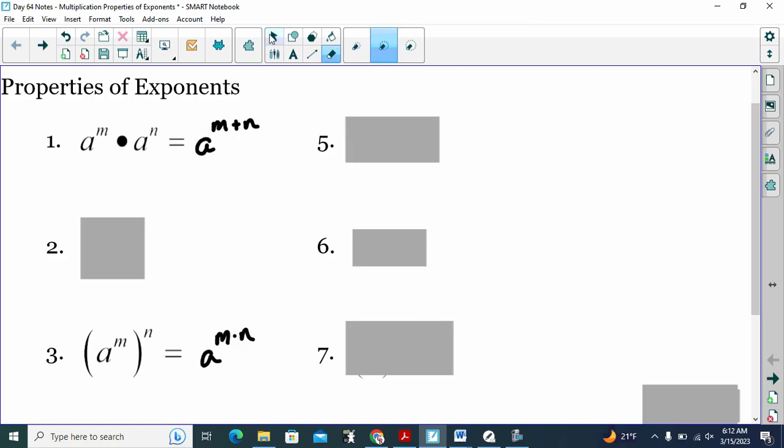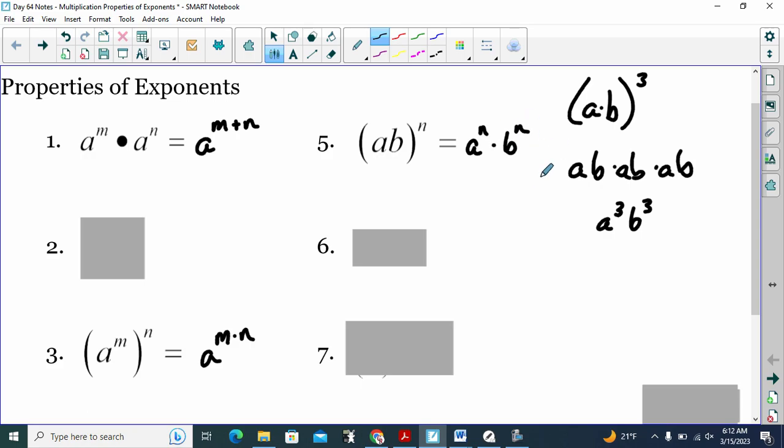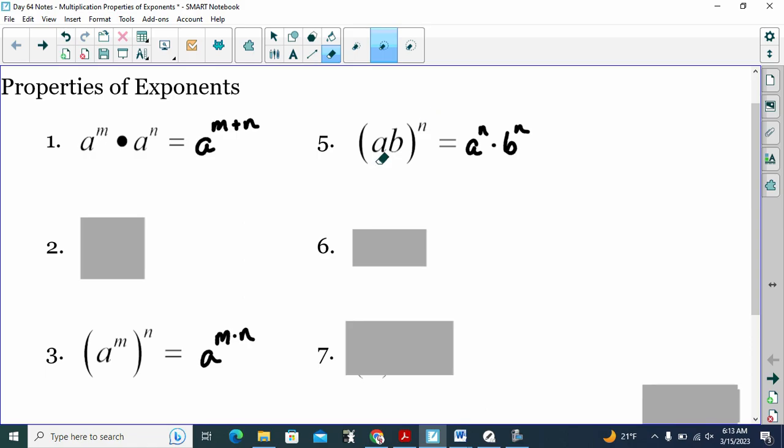One more property we're doing today, and it is number 5 here. It says if I have a quantity where I'm multiplying in there and raise it to an exponent, it'd be like AB to the 3rd. That'd be AB times AB times AB. And I'm allowed to multiply in any order I want. Multiplication is commutative. A times A times A is A cubed. And B times B times B is B cubed. Notice if I'm multiplying inside the parentheses, and raise it to an exponent, I can distribute that exponent. I can do A to the n times B to the n. This is called the power of a product rule.